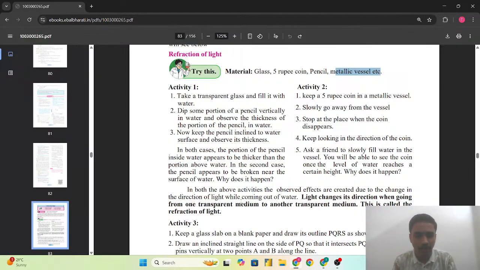So in both the above activities the observed effects are created due to the change in the direction of the light while coming out of the water। मतलब जो लाइट वाटर से आ रही है, the light which is coming out of the water, so due to which the light changes its path. So light changes its direction when going from one transparent medium into another transparent medium. This is called the refraction of the light.